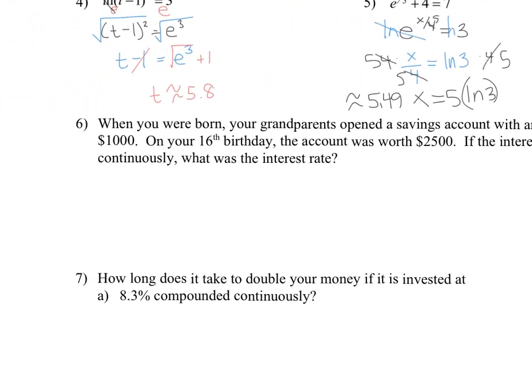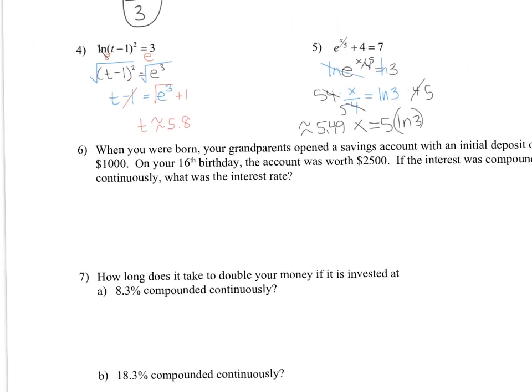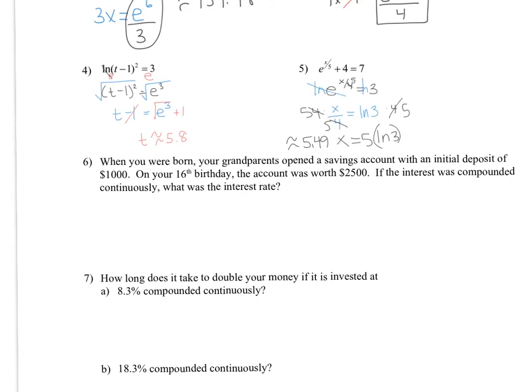When you were born, your grandparents opened a savings account with an initial deposit of $1,000. On your 16th birthday, the account was worth $2,500. If the interest was compounded continuously, so that should ring a bell that we need to use Pert. What was the interest rate? So we know that we had an initial amount of 1,000.